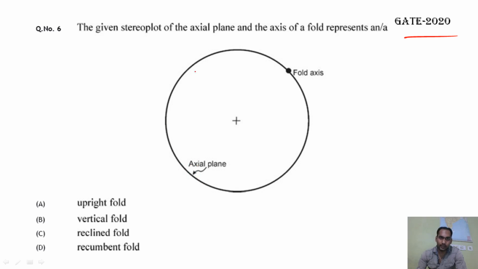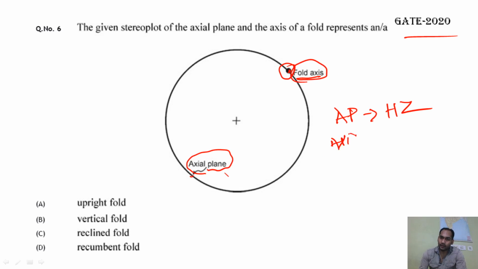Here it is given that the axial plane is marked here. That means the outer circle is the axial plane, so the axial plane is horizontal. The fold axis is also marked on the outer circle, so the axis is also horizontal. So when the axis is horizontal and the axial plane is horizontal, it is like this.